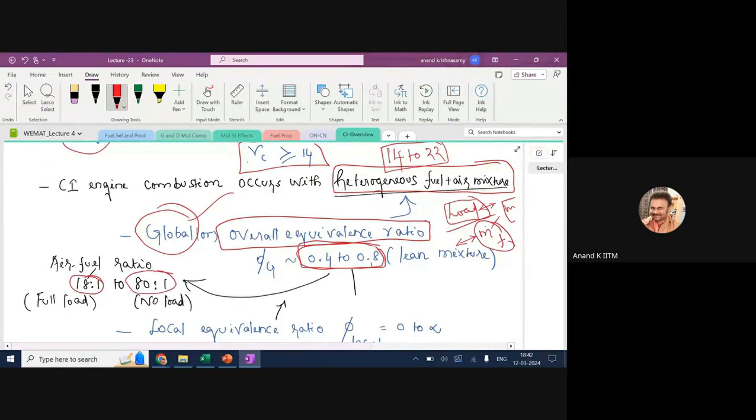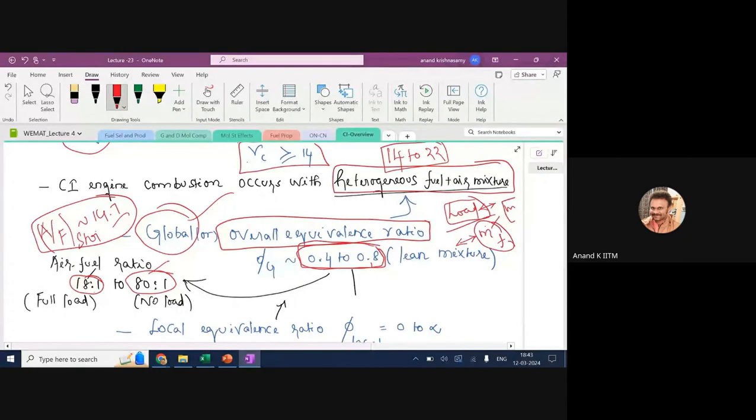What is stoichiometric air to fuel ratio for diesel? 14.7 approximately. Yeah, around 15. Okay, 14.7, around 15. That is the stoichiometric value. Now here you could see that the actual value varies anywhere between 18 to 80. So this is much lean. So you are using very high air proportion. It's much higher than the stoichiometric proportion. So that's why we say that it's a lean burn combustion.